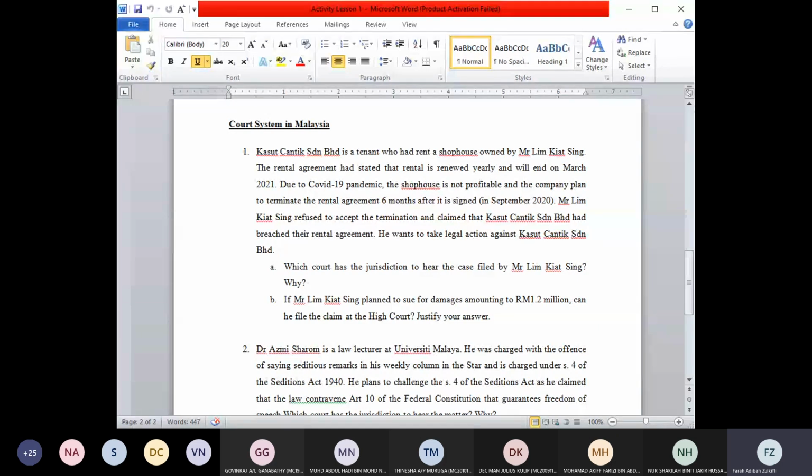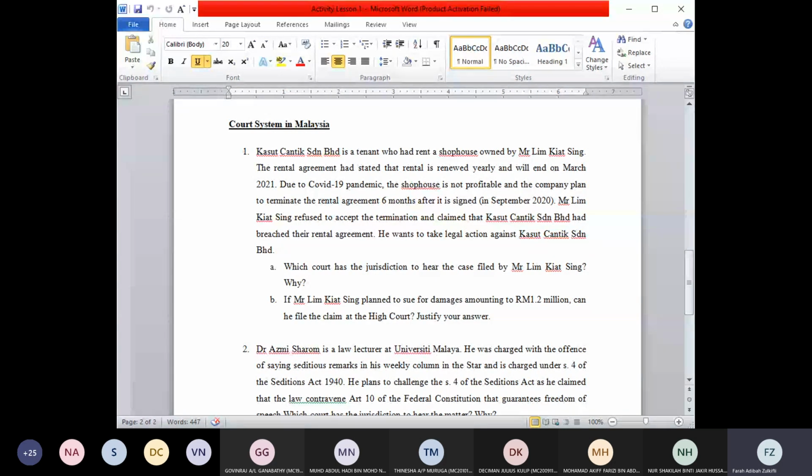In this question, Kasut Cantik wants to terminate the rental agreement 6 months earlier. When they terminate the rental agreement 6 months earlier, they will cause some kind of damages to Mr. Lim, because Mr. Lim will incur some kerugian, as he only gets the rental for 6 months instead of rental for 1 year. So he will suffer some loss. That's why he wants to claim. So among answer A, B and C, the correct answer is B, because it is a landlord and tenant situation. He wants to claim for a loss that he incurs due to the early termination.